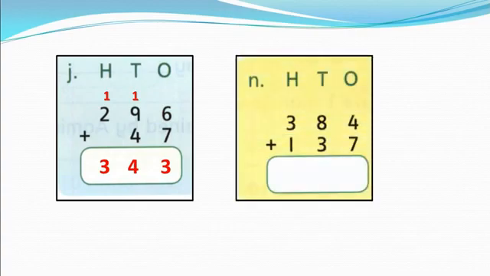Now add hundreds. 1 plus 2 equals 3, 300. So the answer is 343. Now I am going to solve part N of question number 1. Let's add. Start with ones. 4 plus 7 equals 11. 11 ones. So here we convert 11 ones into 1 ten and 1 one. So here we write 1 in ones column and put 1 ten into tens column.